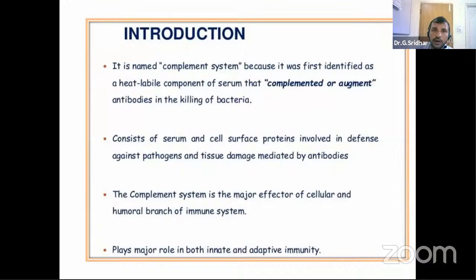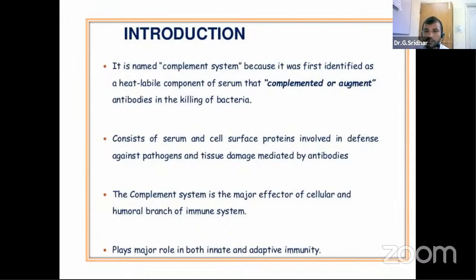This is augmented or supported by some of the serum proteins present in the antiserum. That's why Paul Ehrlich coined these serum proteins as complement proteins. The complement system consists of serum and cell surface proteins involved in defense against pathogens and tissue damage mediated by antibodies.